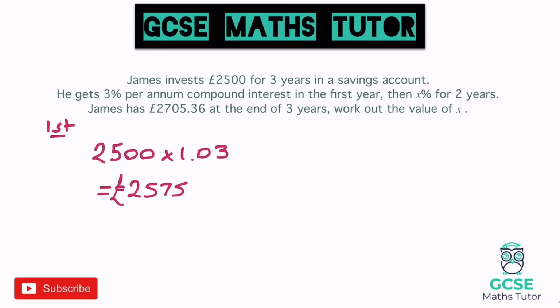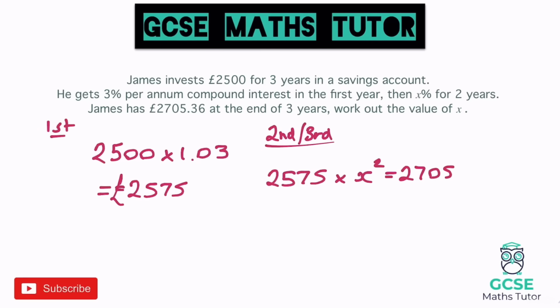Now we've got a bit of a reverse compound interest scenario, and we're going to have to create a little formula for this, because in the second and third year he gets X%. Now let's just write down second and third, his starting number now is 2,575. Now if we knew the percentage, we'd multiply it by that percentage, which we'll call x in this scenario because we don't know what it is, and we'd do that to the power of 2 as it's 2 years. And what it's saying in the question is that gives us the answer £2,705.36.